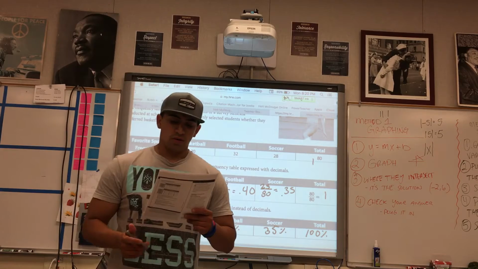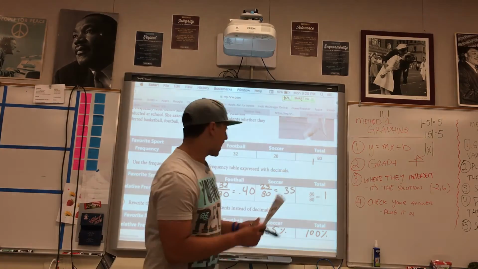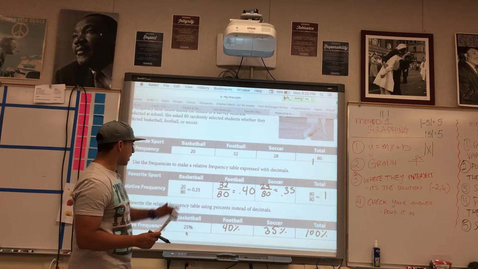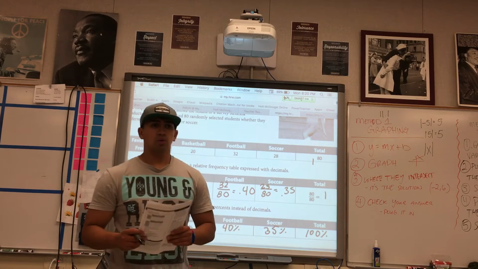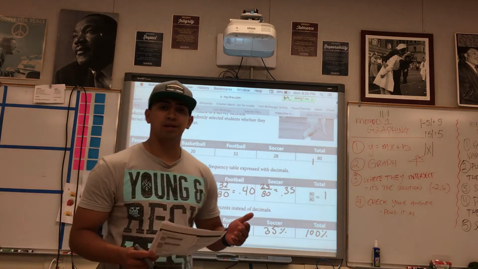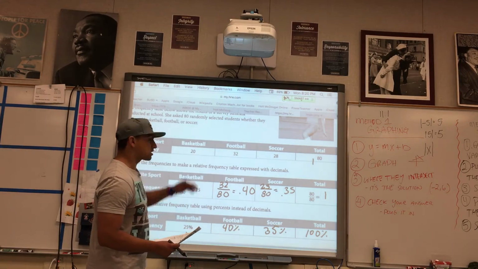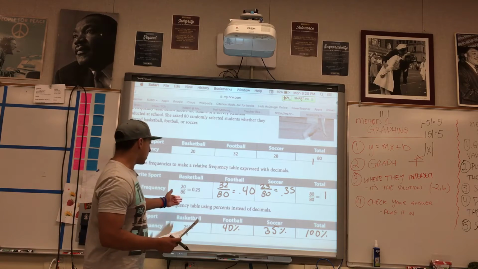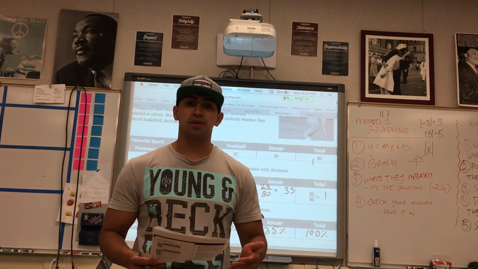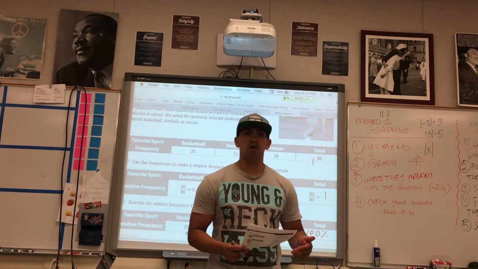Now, think about what the numerator means in each of these relative frequencies. Okay, so the numerator being 20 for basketball. What does that mean? What does the numerator mean? What does the denominator mean? Well, the numerator means how many people selected that certain category. So 20 people selected basketball. What does the denominator mean? Denominator is the total number of participants. Okay, so you're going to need to know that when you start doing these relative frequencies on your own.